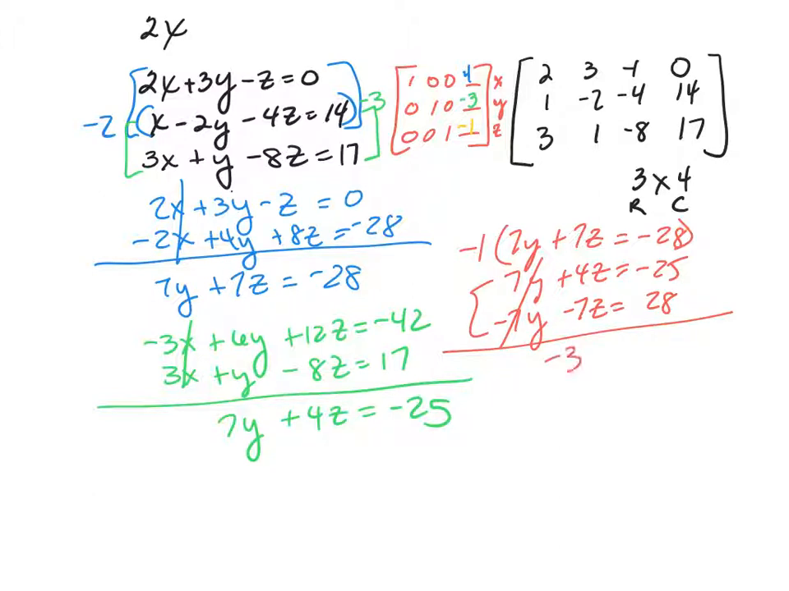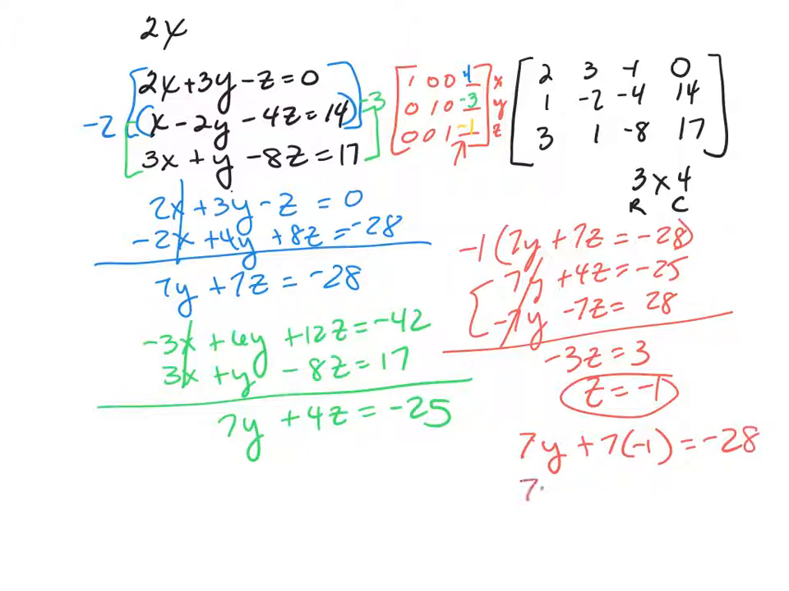I get negative 3z equals 3. Sorry. Z equals negative 1. We'll look it up at z up here. Isn't that a negative 1? So far, so good. Now I plug that into any one of the equations, like we did on the test.